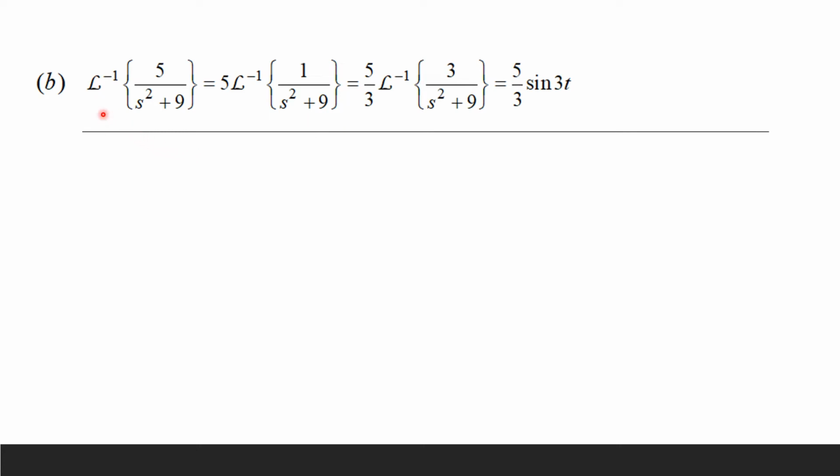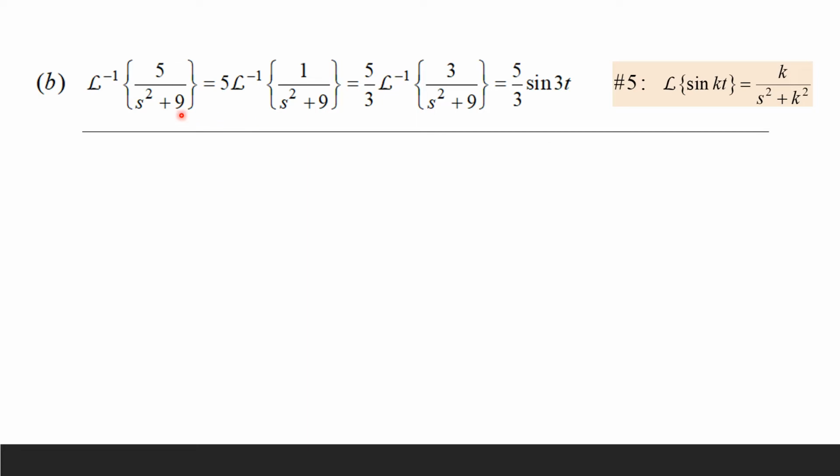The next problem, find the inverse of 5 over s squared plus 9. Search from the table of Laplace transform and find out which formula exactly or closely matches the one given here. It seems that formula number 5 closely matches the one given in the problem. Formula number 5 says the inverse of k over s squared plus k squared is equal to sine kt. Notice that the denominator contains a factor of k squared and the numerator contains the number k. So if this is k squared, up here must be k.